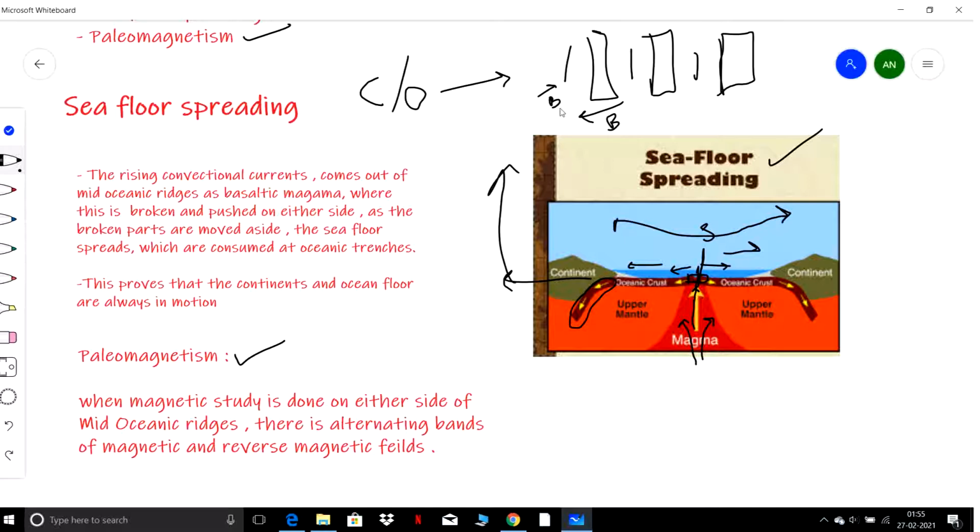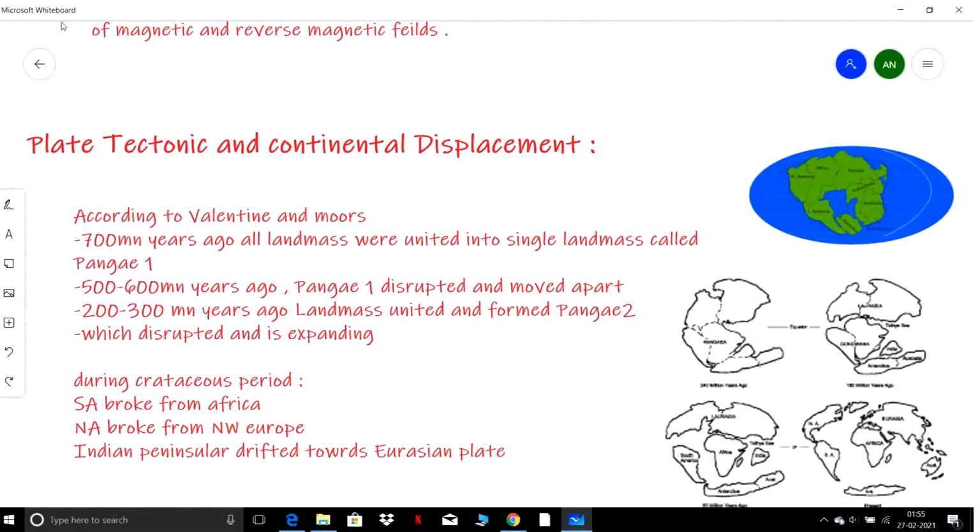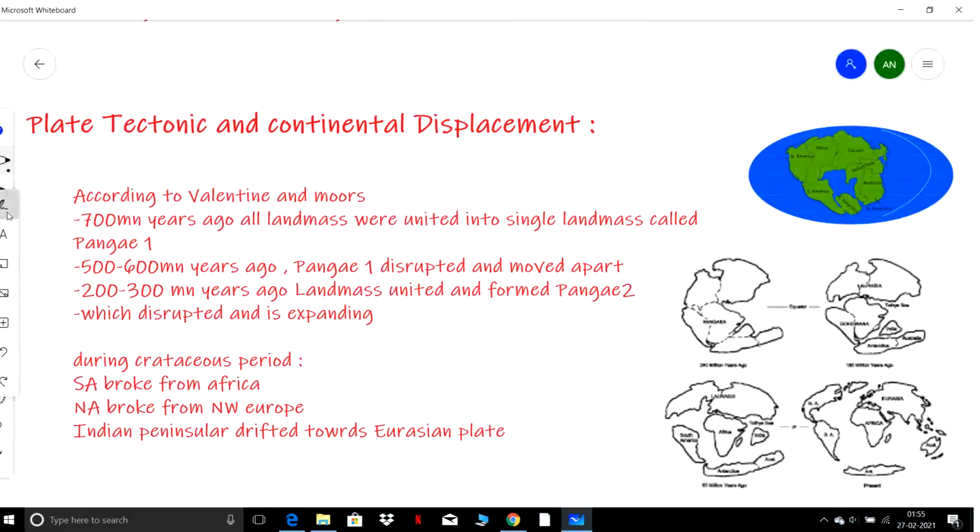Why this magnetic and reverse magnetic field occurs, and how it proves seafloor spreading and the plate tectonic movements, we will discuss in another video. Now let's discuss the various theories explained by the plate tectonic theory with respect to continental displacement.